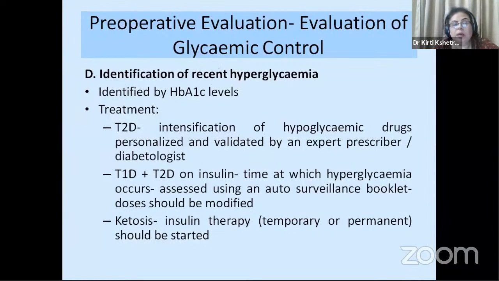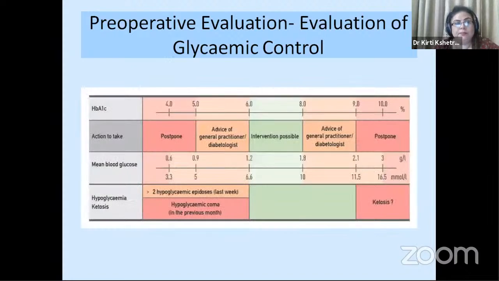Now, recent hyperglycemia is easily identified by glycosylated hemoglobin levels. In type 2, they require intensification of hypoglycemic drugs, which is personalized and validated by expert prescribers or diabetologists. Then in type 1 and type 2 on insulin, the time at which hyperglycemia occurs is assessed by an auto-surveillance booklet, and doses should be modified. Now, this gives a broader view of when to postpone surgery and when it is in the green zone, when we can take up, or where we can ask the practitioner or a diabetologist to alter treatment.